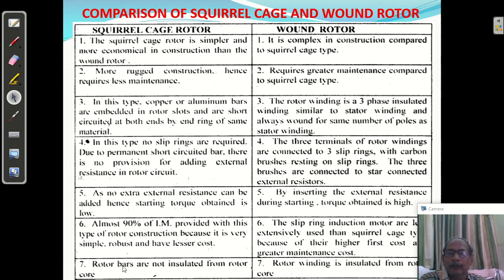So in squirrel cage we can't insert additional resistance, hence starting torque is low. याद रखना, that is the main drawback of induction motor, starting torque is low. By inserting external resistance during starting, you can increase the torque and get high starting torque. Almost 90% of induction motors used in industry are of squirrel cage type because of robustness and less maintenance required.